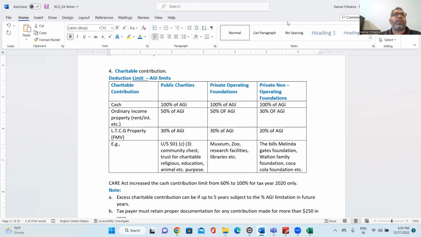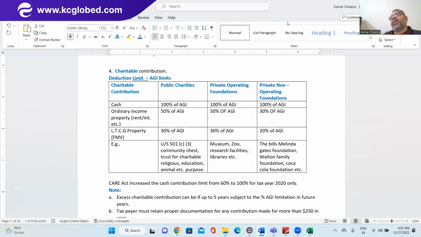In that scenario, let's say you are contributing services to a church, for example providing accounting services, but you are not charging for it. That means you are giving your services in kind, right? So what you would otherwise have charged any other client on an arm's length basis, up to 50% of the AGI is allowed for that. That is for public charities and private operating foundations. But for a private non-operating foundation, up to 30% of the AGI is allowed.